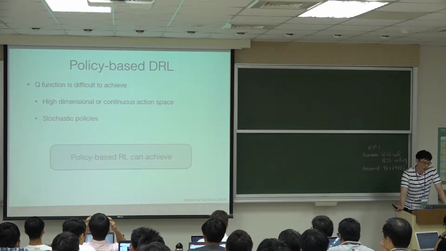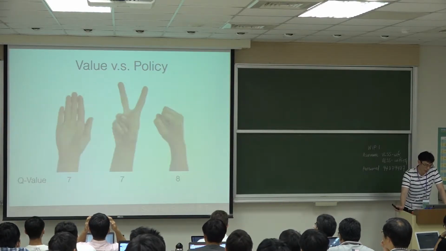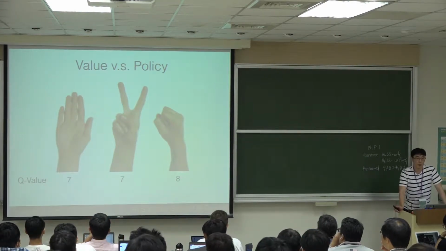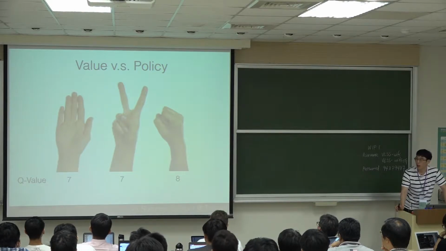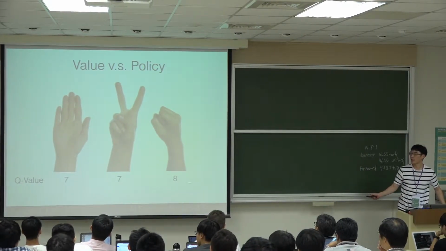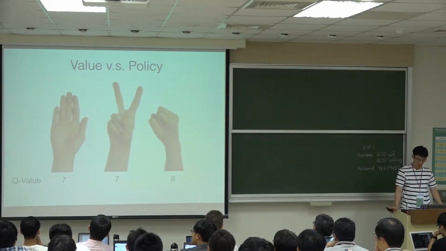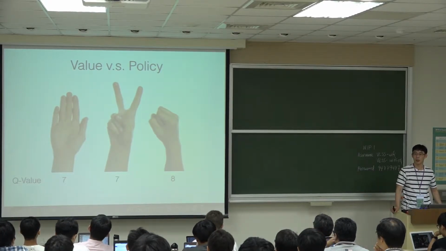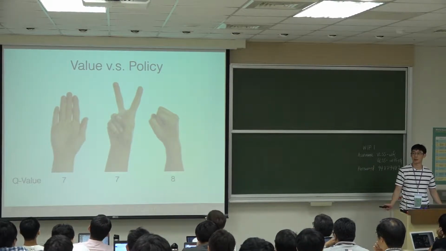So policy-based RL can solve this. Again, let's just compare the value-based approach and the policy-based approach. In a Q value, after you train a Q value function, let's suppose you have 7, 7, 8. Okay? So what will you do? Suppose you're playing rock, scissors, paper here, right? So what will be your next action in this setup?